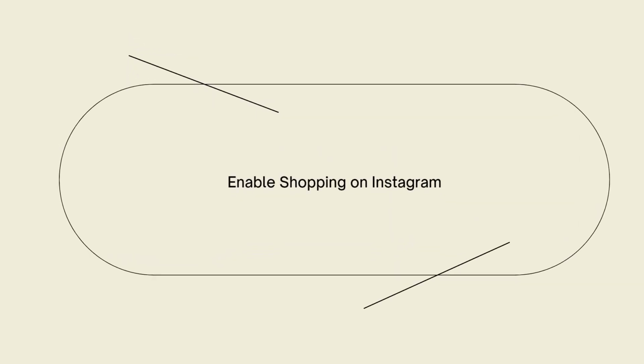Now enable shopping on Instagram. Once your Instagram account is linked to your Facebook page, go to your Instagram profile and tap on the three horizontal lines in the top right corner. Select Settings and then Business. Tap on Shopping and follow the prompts to set up shopping on Instagram. Okay?